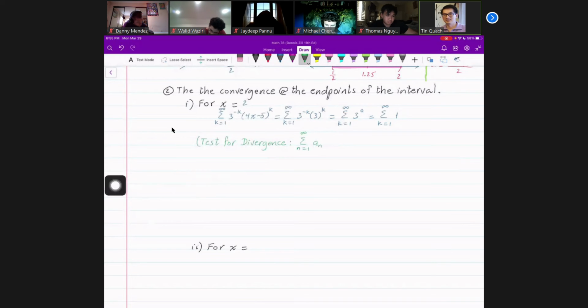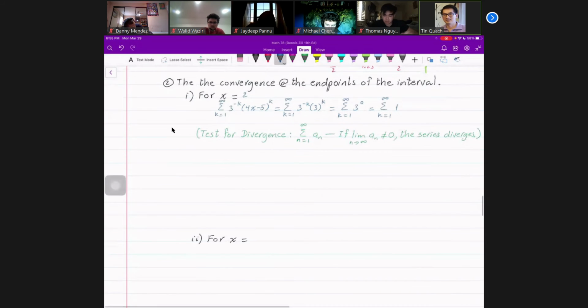Okay, so here it says. So here is the series. It says if you take the limit of a sub n and it is not 0, then you know the series diverges. Okay, so that is the test for divergence. So let's use that test.